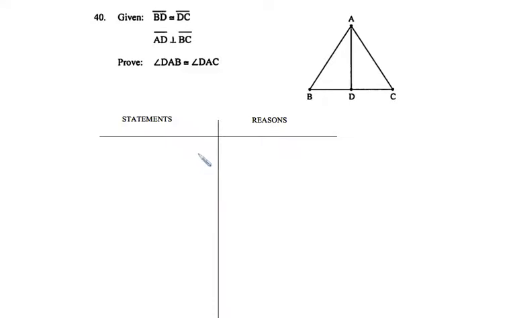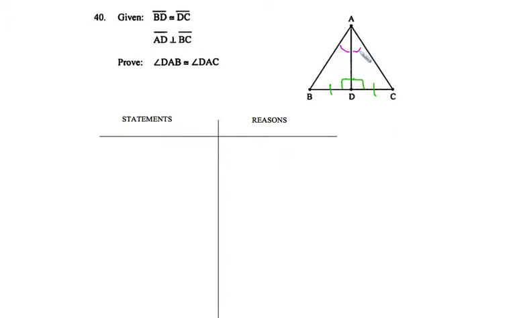In proof number 40, I'll start the same way I always start my proofs, by marking the given information. I'm given that BD is congruent to DC and that AD is perpendicular to this segment BC. Well, perpendicular means that I have right angles, so I can put two right angles right here at the bottom. And then I'm trying to prove that angle DAB is congruent to angle DAC.